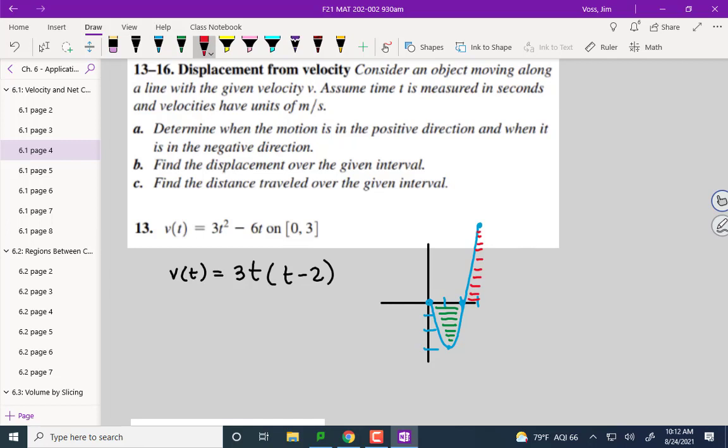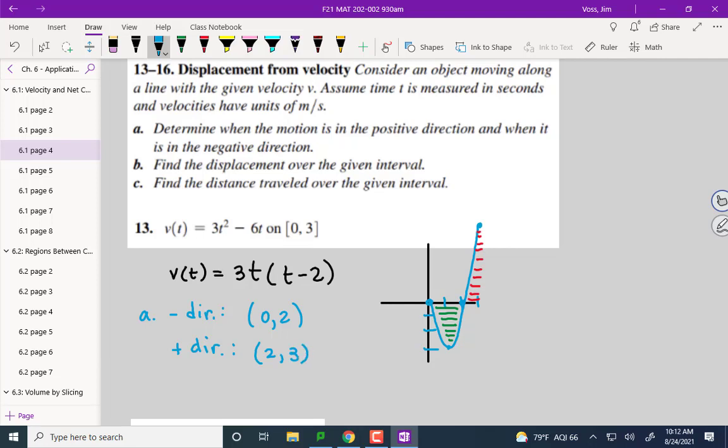And so, part A, determine when the motion is in the positive direction and when it's in the negative direction. So let's go ahead and answer that. Let's go negative direction first. What interval would we be moving in the negative direction? 0 to 2. Open intervals. And then moving in the positive direction is then from 2 to 3.